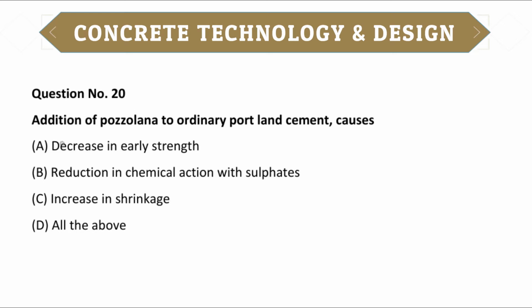So next question, the addition of pozzolana to ordinary Portland cement causes: option A, decrease in early strength; option B, reduction in chemical action with sulfates; option C, increase in shrinkage; option D, all the above. So the correct answer is option D, all the above.